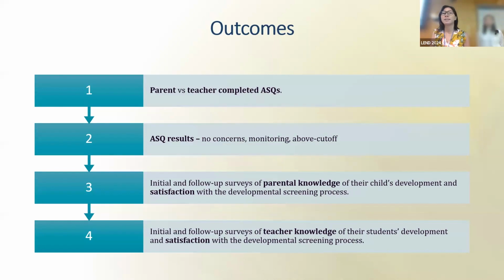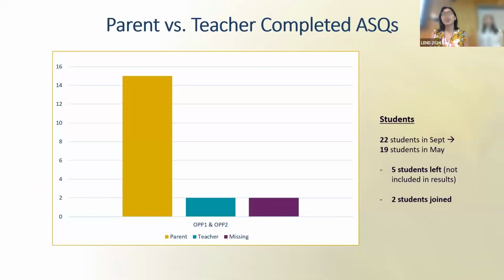So for the first outcome, parent versus teacher completed ASQs, we started with a total of 22 students in September, and in May we had 19 students. 5 students left Oak Park Preschools and were not included in the final results, and 2 new students joined Oak Park Preschools. So out of the 19 students, 15 had parent-completed questionnaires. 2 had teacher-completed ASQs, which were done on-site with our support, and 2 we just could never get back.